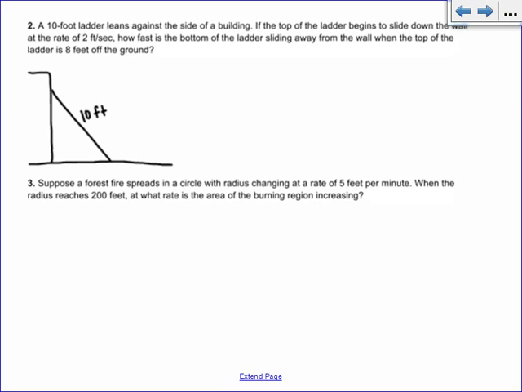If the top of the ladder begins to slide down the wall at a rate of 2 feet per second, how fast is the bottom of the ladder sliding away from the wall? So basically what's happening is the ladder is sliding down, you don't have to draw this, and it's looking like this, right? Does that make sense? The top of the ladder is going down, so the total height of the ladder is getting smaller, but the distance from the wall to the end of the ladder is getting bigger. Does that make sense? Okay, so that's what's happening.